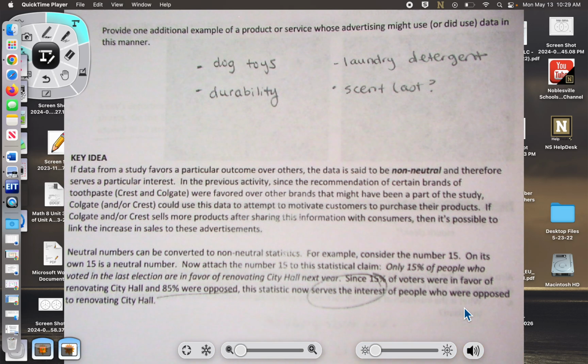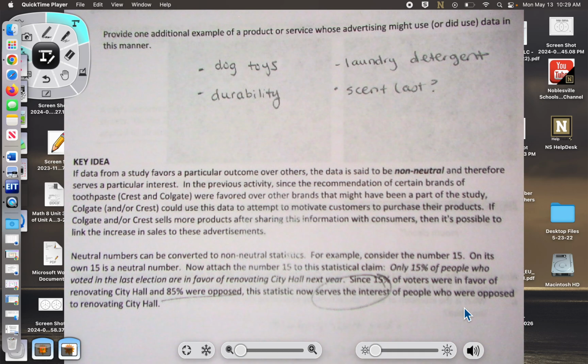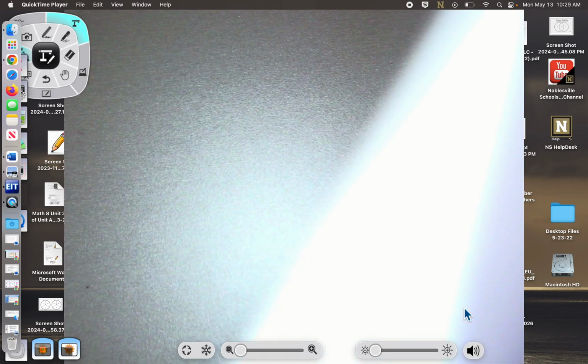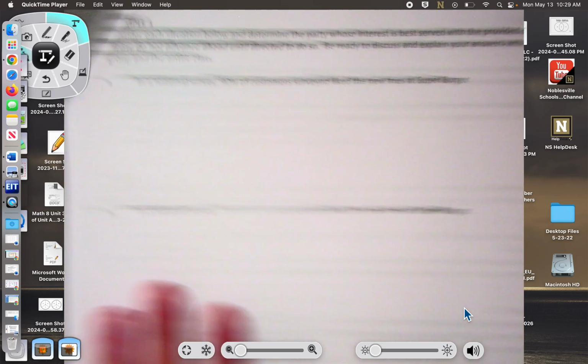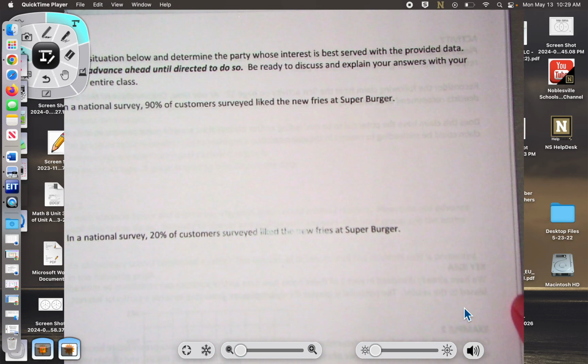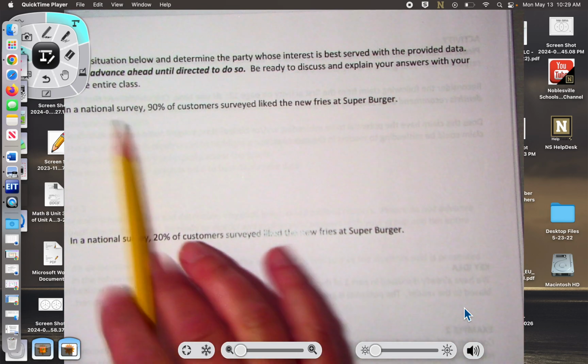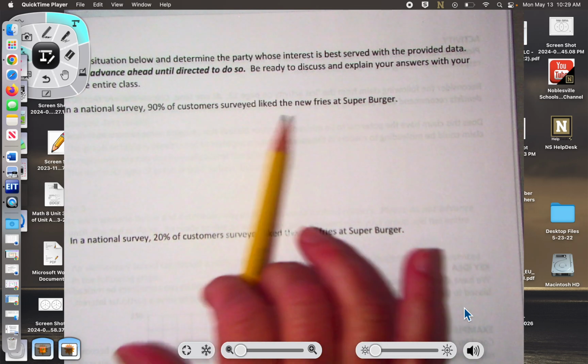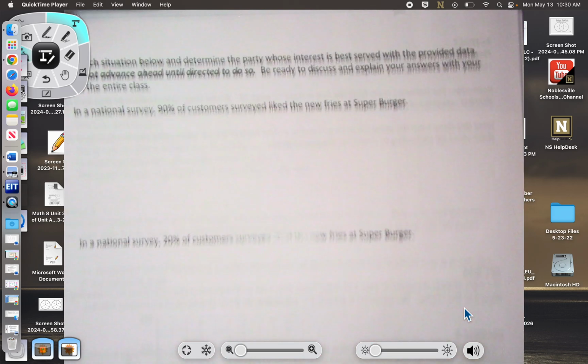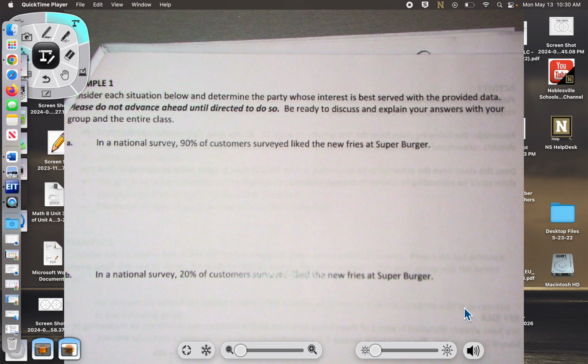And there might have been 50% of people that were like, I don't care, but they don't have to put that on there. Okay, that's the tricky part about voting for stuff, right? You have to consider all things, yes, no, and the people who just don't have any say in it. They don't care either way, right? Consider each situation below and determine the party whose interest is best served. Okay, in a national survey, 90% of customers surveyed like the new fries at Superburger. Okay, who wins in this study?